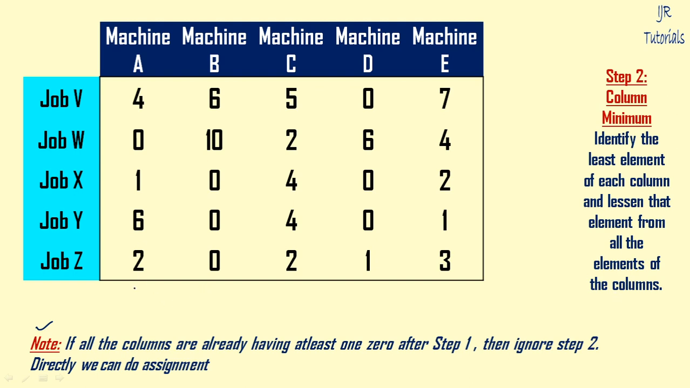Again, same process. See the least element. The least element of machine A is 0. Second one is 0. Third row, the least element is 2. And the fourth one is 0. And the fifth one is minus 1. And do the same process.